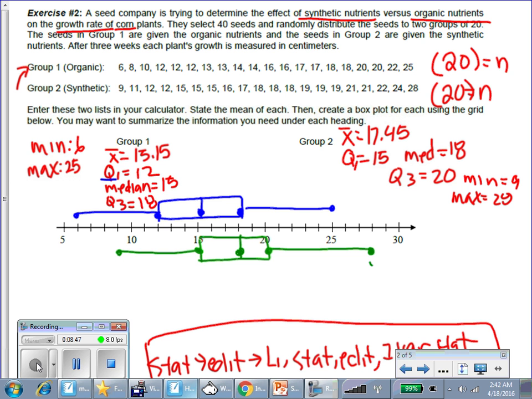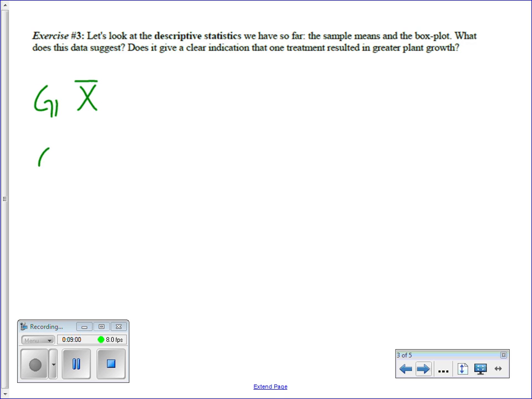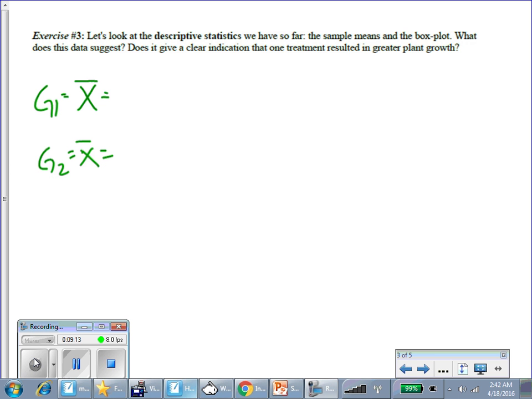Okay, so now let's look at exercise 3, which also relates to this, so we're going to kind of jump back and forth. So exercise 3 says, let's look at the descriptive statistics that we have so far, which are these sample means, and this is for group 1 versus group 2. And we also have the box and whisker plot. Okay, so the sample mean for group 1 is 15.15, and for group 2 it's 17.45. So that tells us that group 2 has a much higher sample mean than group 1.